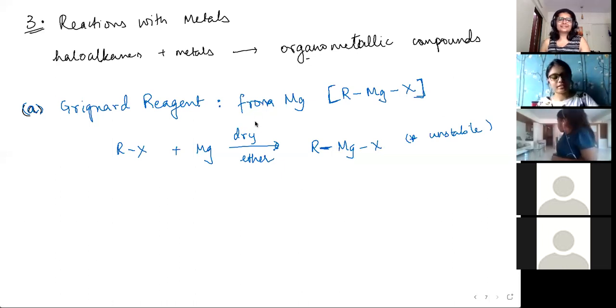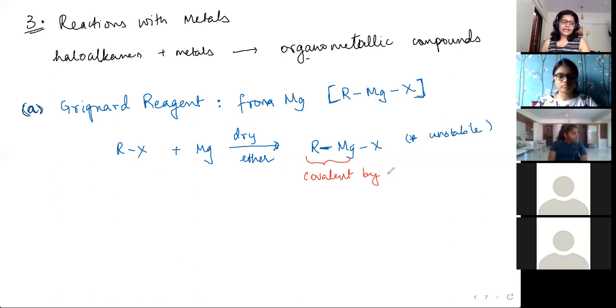That's right. Okay, so some points about Grignard reagent: R and Mg, this being carbon, highly covalent, this being a metal. This forms a covalent bond, but an extremely highly polar one.